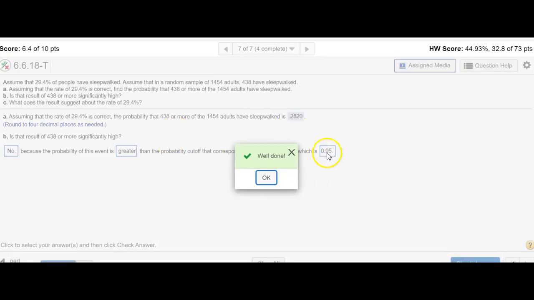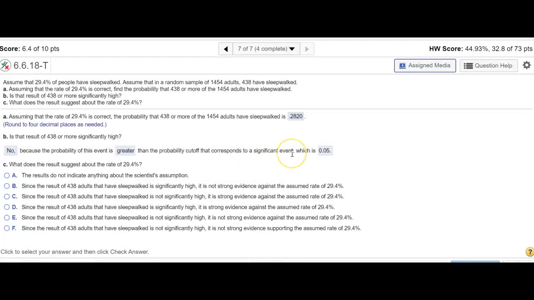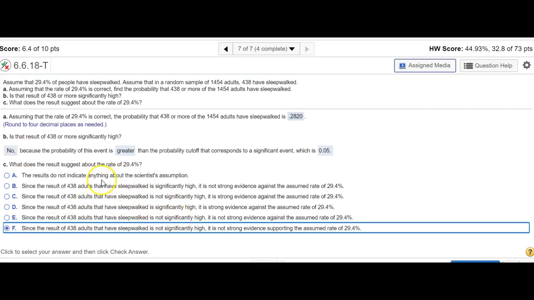If it was less than 0.05, the answer would be yes, because it's less than the probability for the corresponding significant event. So then it's not significantly high, so it is strong evidence to support the assumed rate. These get a little tricky because you have to be careful when you read them. So the results are not significantly high, so it's strong evidence to support the assumed rate. If they were significantly high, then it would be strong evidence against the assumed rate.